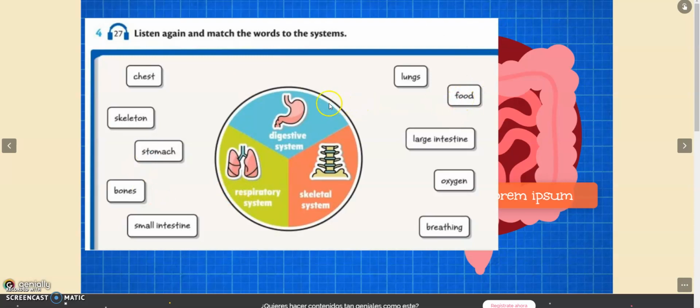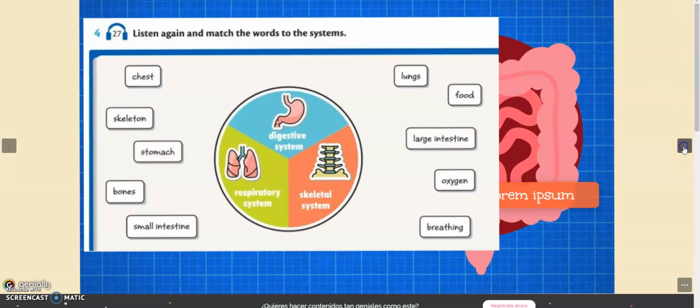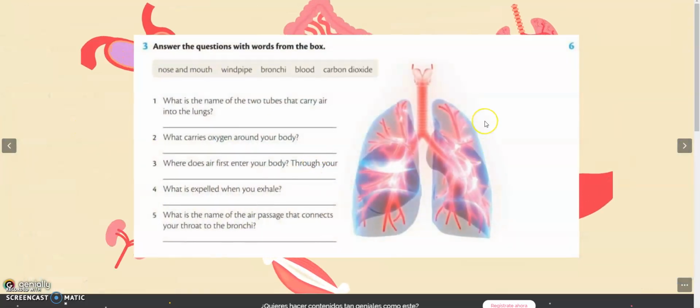Food, digestive system, that's right. Large intestine, it belongs to the digestive system as well, that's right. Then the oxygen, the respiratory system, and breathing. What's breathing? Respirar. So it belongs to the respiratory system. Very good. You should draw the lines. Very good. Let's move on. Let's continue.